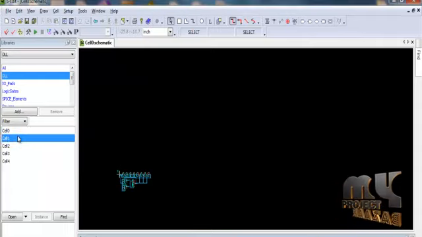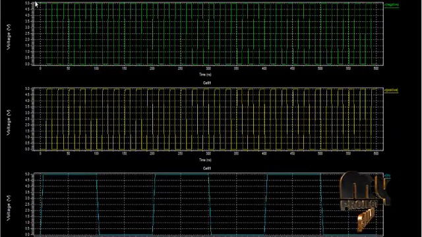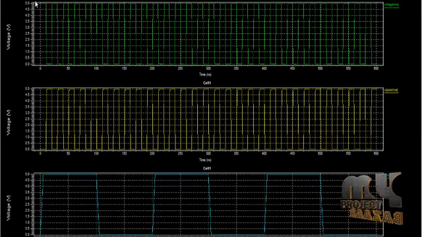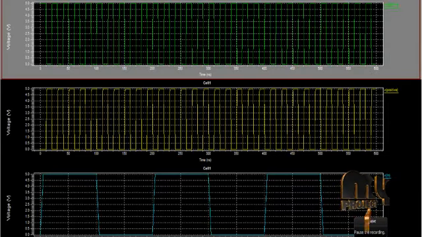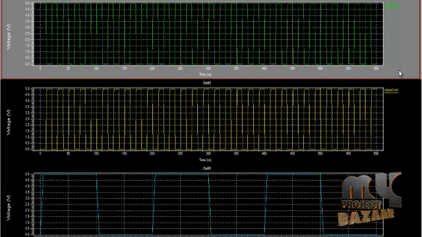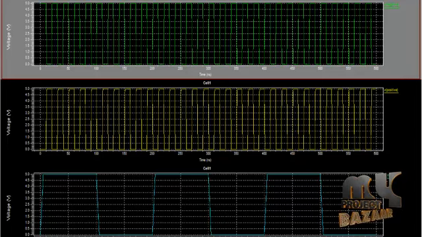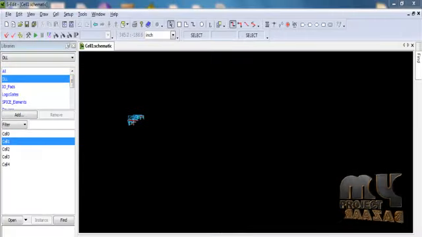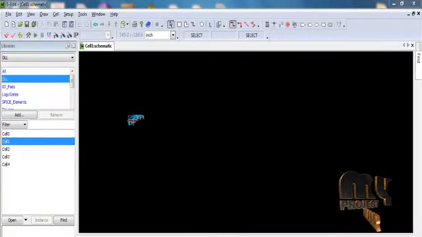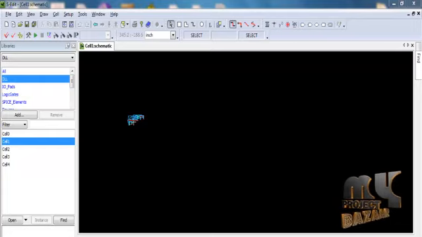Now select cell 1 to start the simulation. Cell 1 produces the positive and negative edge triggered output. Vin is the input clock signal, Vpositive is the positive edge trigger output, and Vnegative is the negative edge trigger output. Select cell 2 to simulate the multiplication ratio control logic.